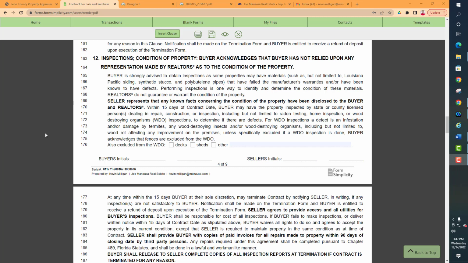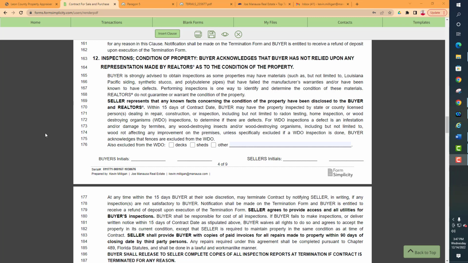Basically, the buyer has 15 calendar days as of contract date to perform necessary inspections on the property, such as home inspection, WDO inspection, septic inspection, well inspection, radon, all of those things, pool inspection, okay? Those are the types of things that have to be done in the first 15 days.